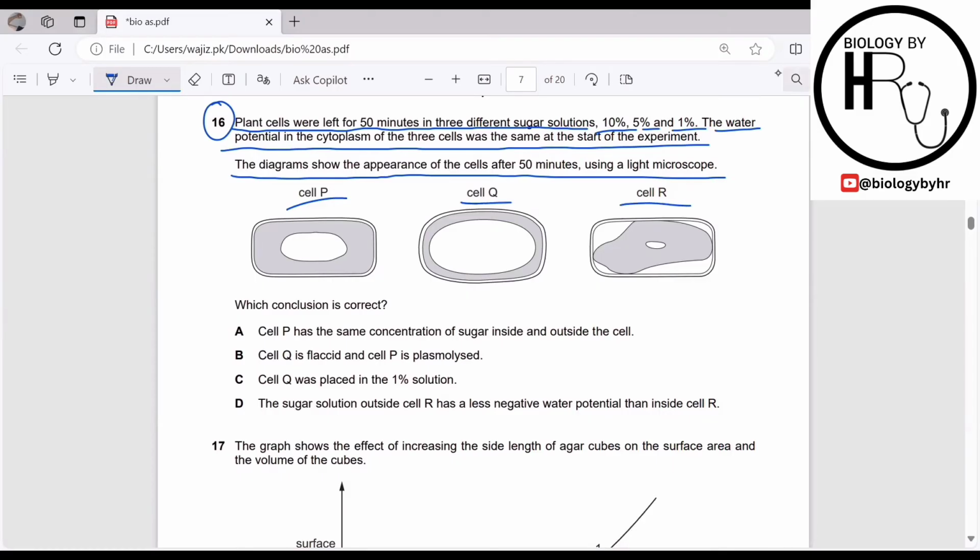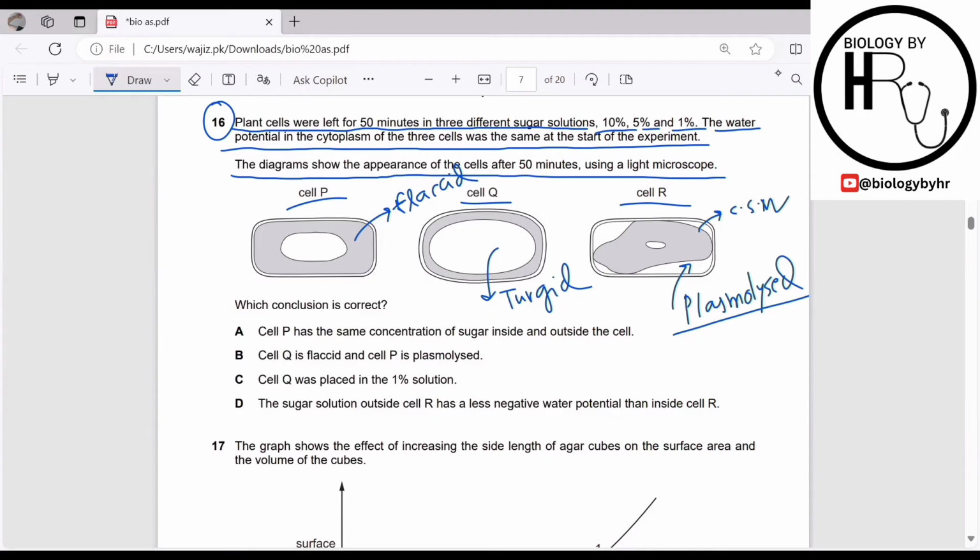We can clearly see over here that cell Q is in a turgid state. Cell R is in a plasmolysed state. What is basically the difference between plasmolysed and the flaccid cell? The basic difference is that in plasmolysed, the cell surface membrane is detached from the cell wall, and in flaccid, the cell surface membrane is not detached from the cell wall.